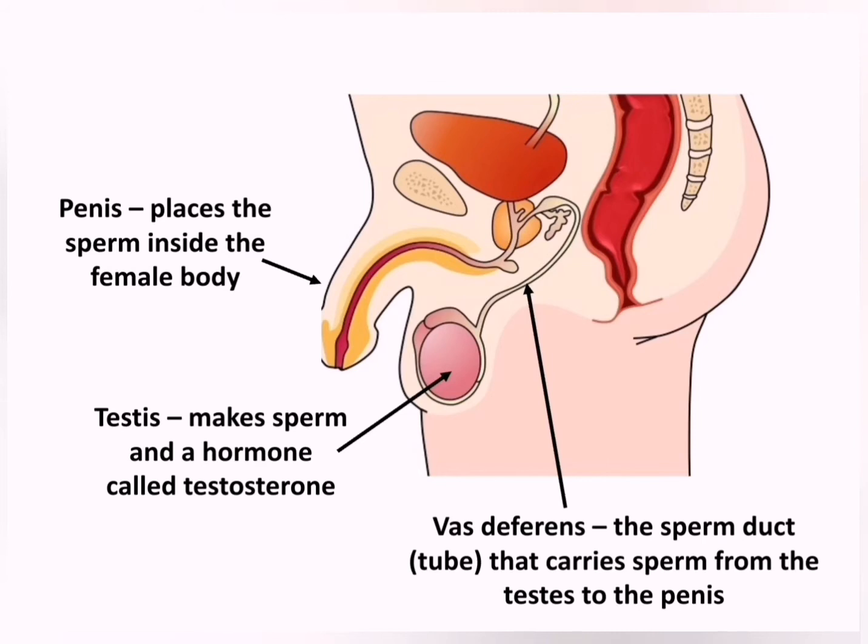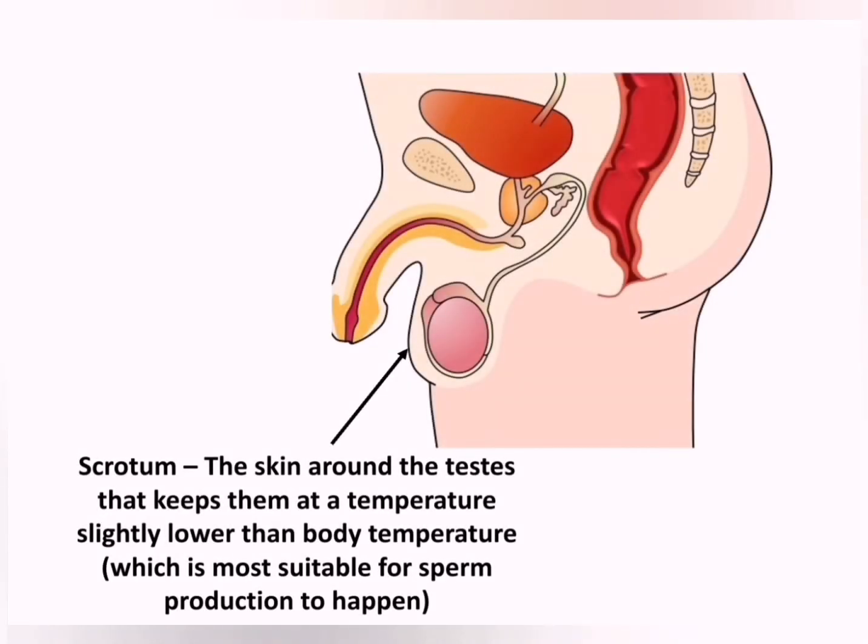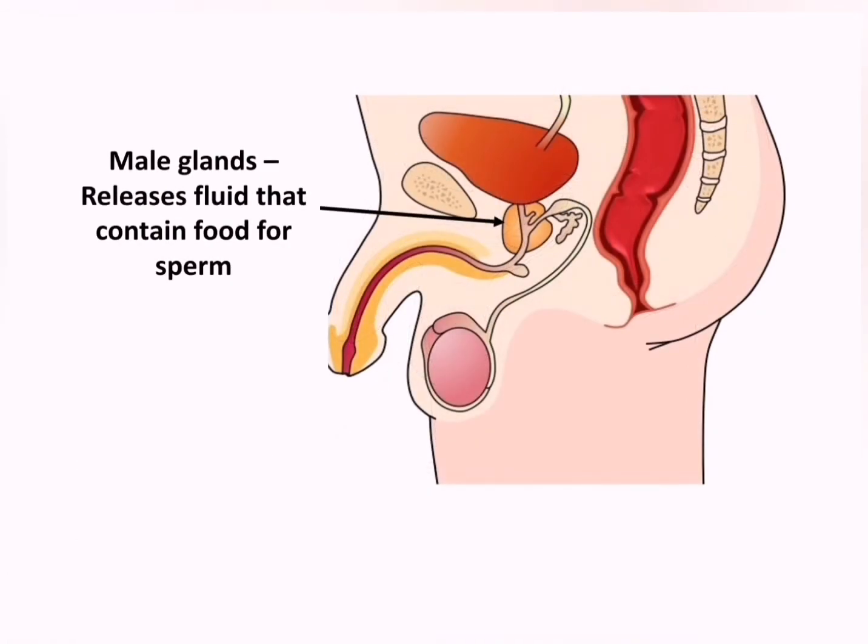Now, if you look carefully, you'll notice that both the penis and the testes are actually found outside of the body. And the reason for that is that the testes are surrounded by a special skin called the scrotum. It's found around the testes so that it can shrink or relax and move the testes closer or further away from the body, because the temperature of the testes needs to be slightly lower than body temperature, because that's the most suitable temperature for sperm to be formed. We also find various male glands inside the reproductive system that release a fluid that actually contains food to feed the sperm.